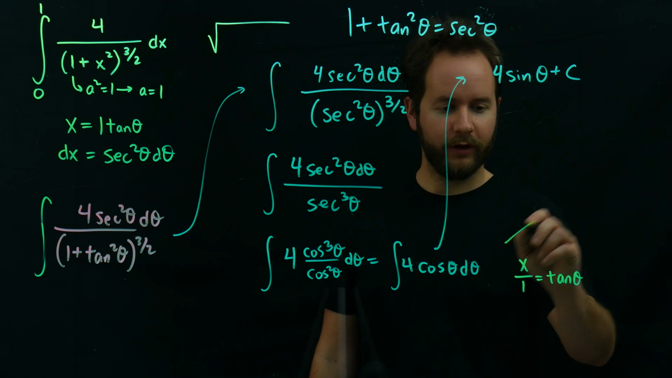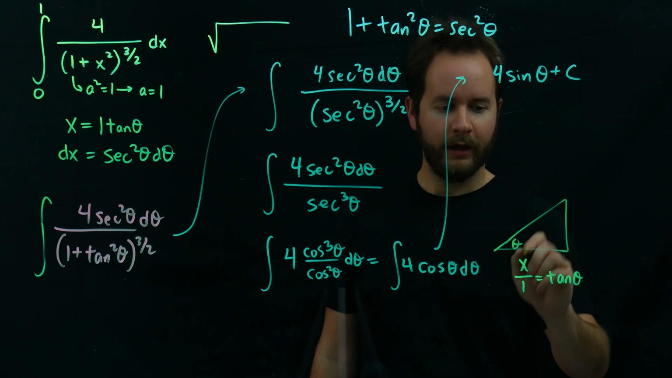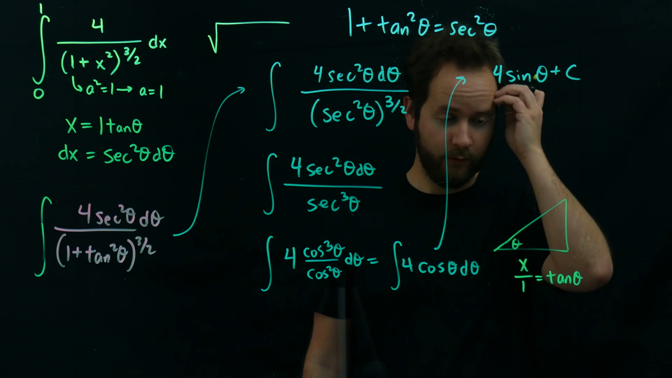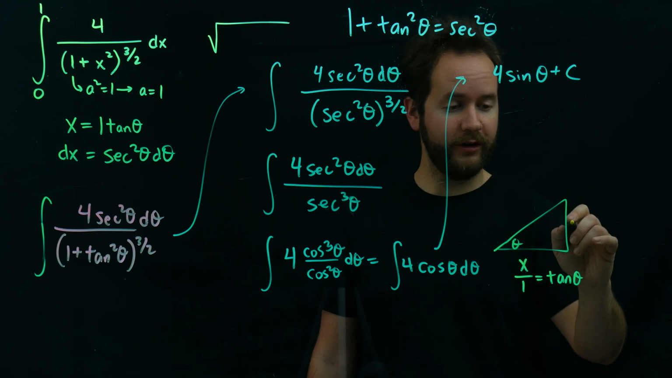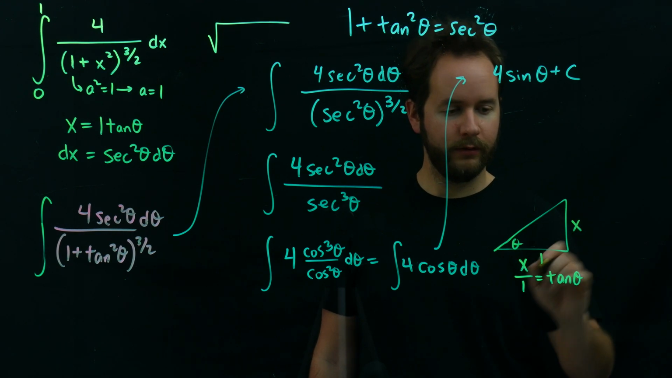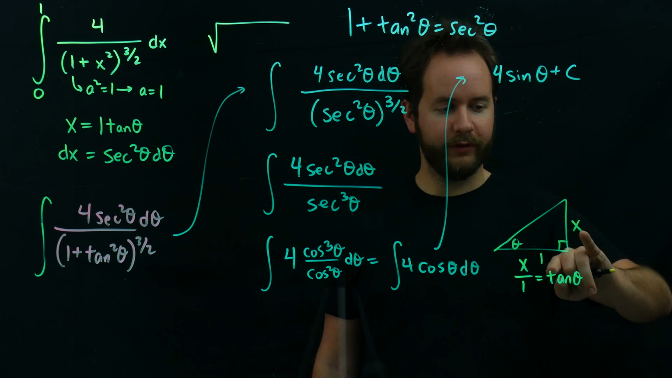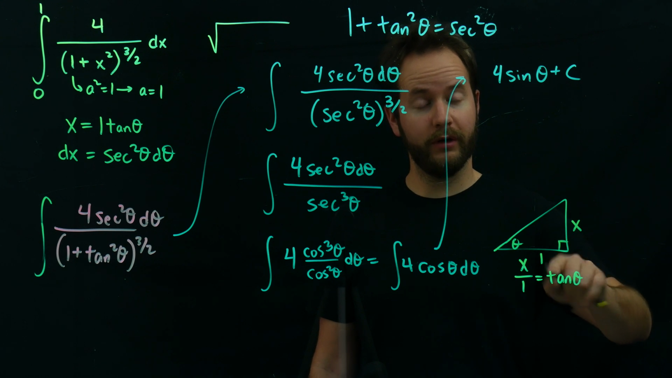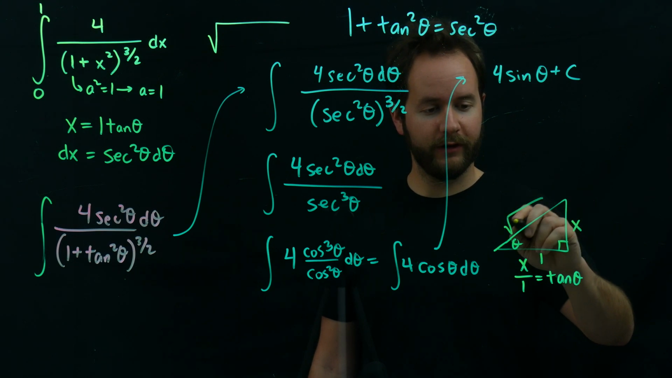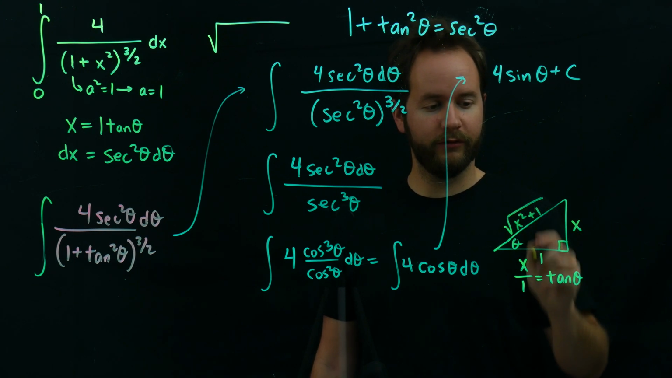So I'm going to draw a right triangle with an angle theta, whose tangent of that theta will give me x over 1. So remember, tangent is opposite over adjacent, so we have x and 1. Using the Pythagorean theorem with these two as the legs, we square this side 1, we square this side x, we get x squared plus 1, take the square root, and you get the square root of x squared plus 1. So that is the hypotenuse of this triangle.